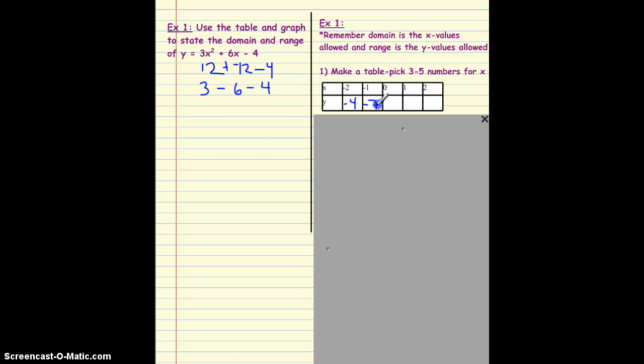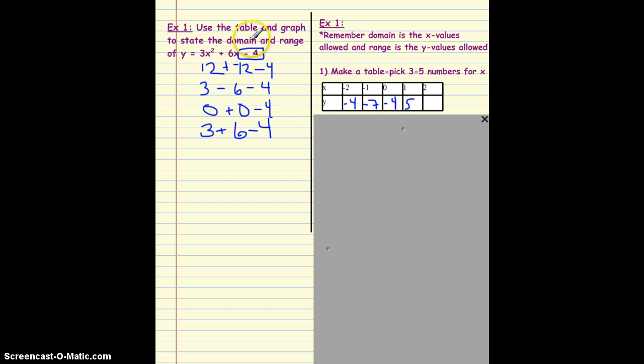Next is 0. Plugging in 0, 0 squared is 0, times 3 is 0, plus 6 times 0, which is 0, and then minus 4. All right, that's easy. That's why I like using 0, because then it's just simple math, and you're always going to be left with this minus 4. All right, plugging in 1. 1 squared is 1, times 3 is 3, 6 times 1 is 6, minus 4, and 9 minus 4 is 5.